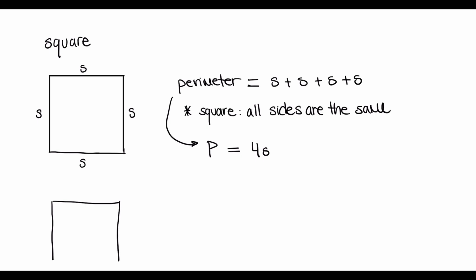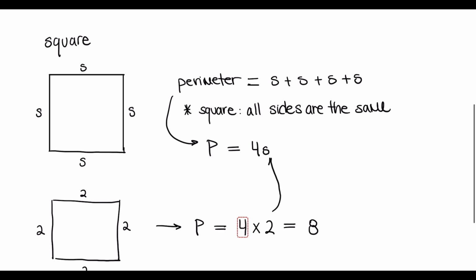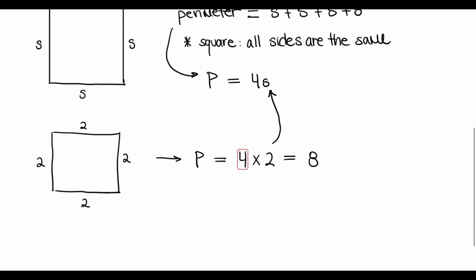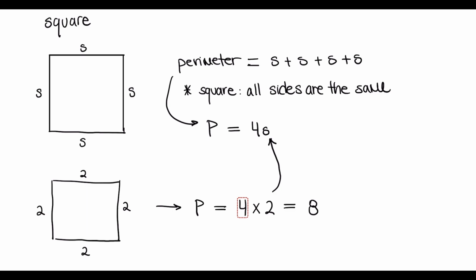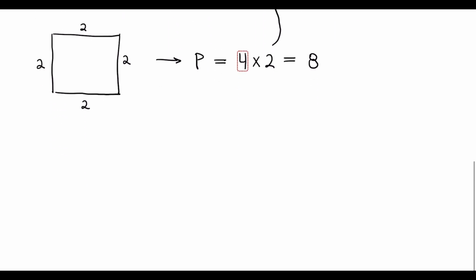So let's make this a real example. Let's say we have a square and each side is 2. Then this means that the perimeter is equal to 4 times 2. You can also write times like this with an X. 4 times 2, which is equal to 8. In this case, we are just simply replacing the S in the equation with the value 2, because that is the value for the sides.